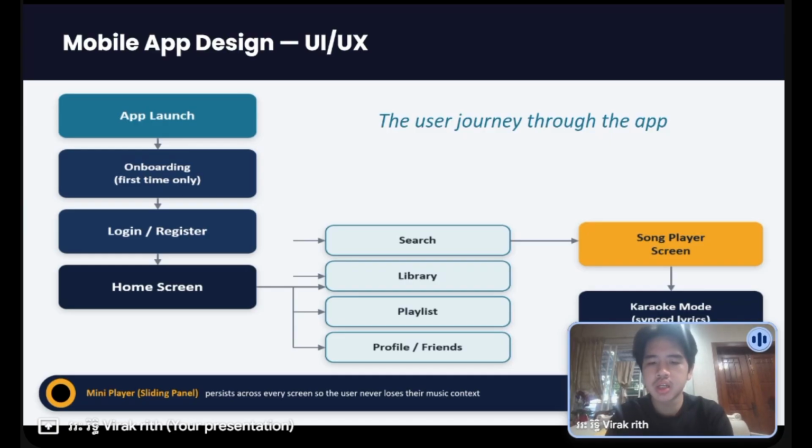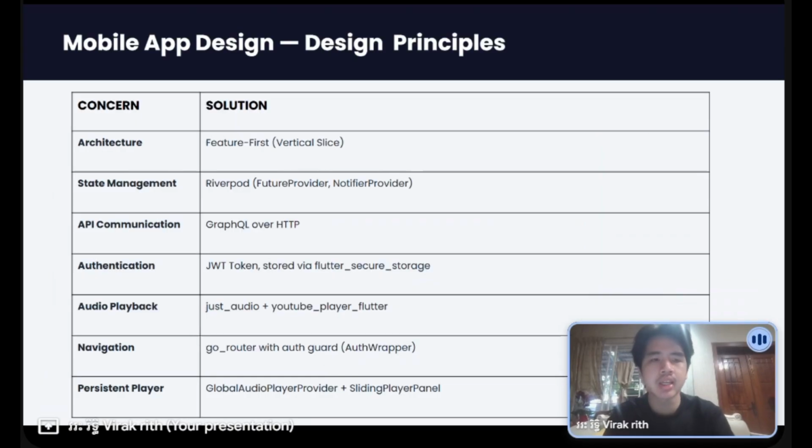So when they search, they can tap any song. When they tap on any song, they can see and open the full playback controls. One of our key UI features is the sliding mini player at the bottom. It persists on every screen, so the user never loses their music content while navigating. And from the player screen, the user can tap on the karaoke button to enter karaoke mode, which has real synchronized lyrics they can sing.